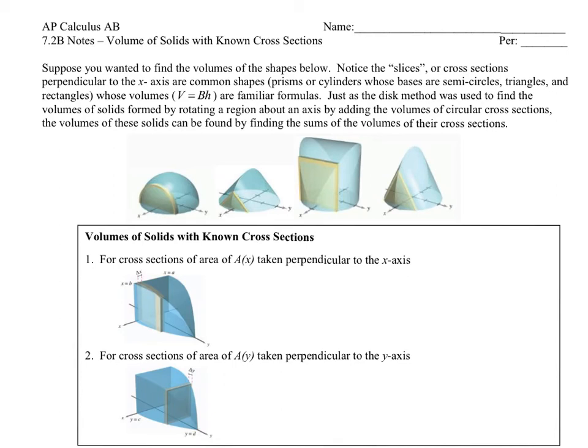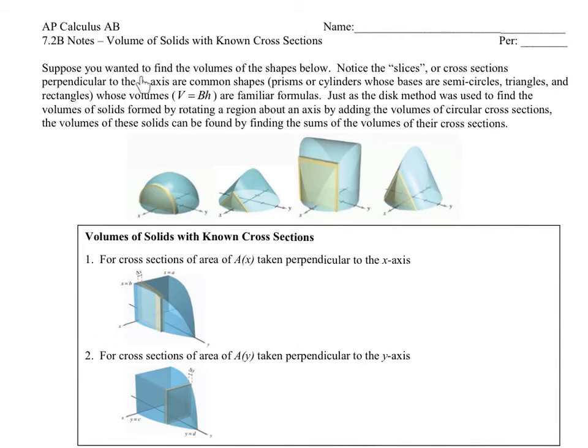Hello, calculus students. In this video, we're going to take a look at our 7.2b notes, finding volumes of solids with known cross-sections. Unlike the last lesson, where we had solids obtained by taking a region and rotating it about an axis, this time we're going to look at some solids where we know what the shapes of their cross-sections would be.